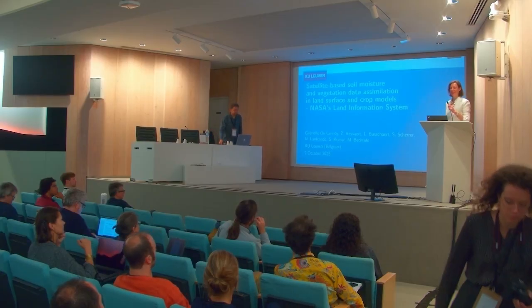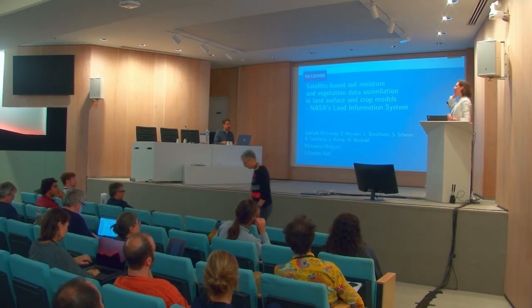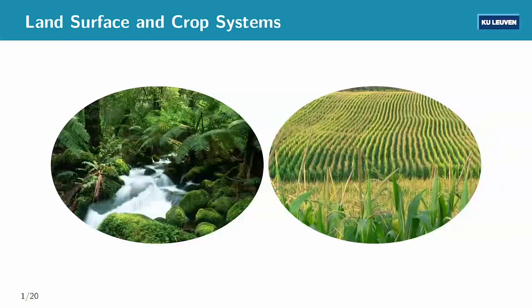So, Gabrielle, please. Good morning, everyone, and thank you for the kind introduction. Thanks for having me here. So today I'll talk about satellite-based soil moisture and vegetation data assimilation in land surface and crop models, and that within NASA's Land Information System. Now, the work I'm going to present today is mainly done by Zenko Heijvaart, Louise Bisgaert, and Nicolo Lanfranco. So these are PhD, postdocs, and even a master's student, but they did great work.